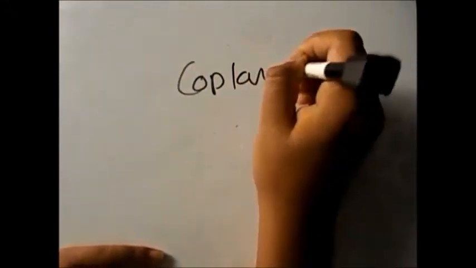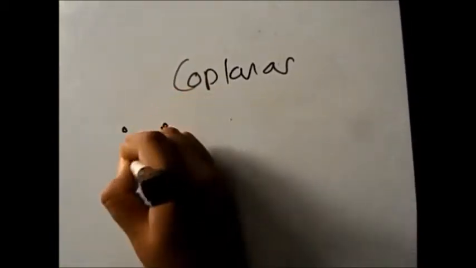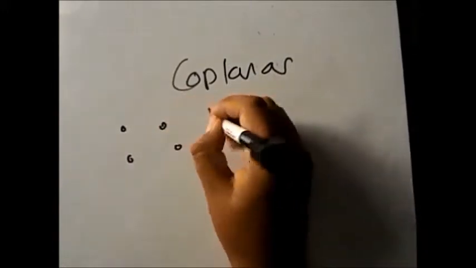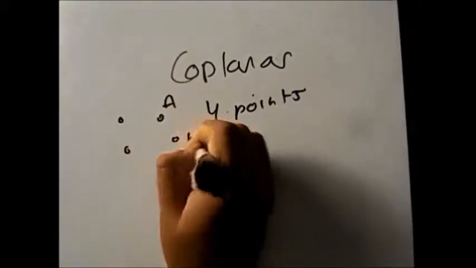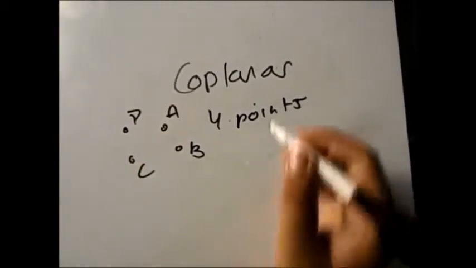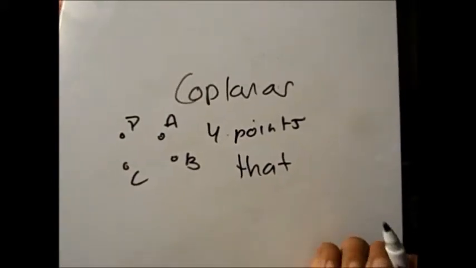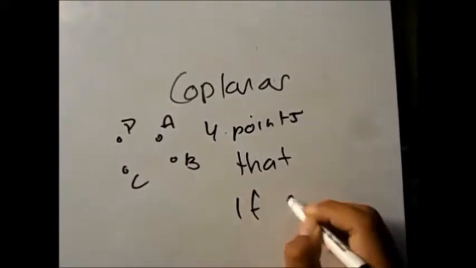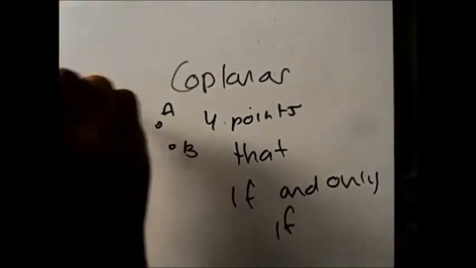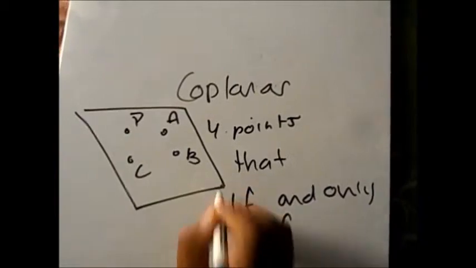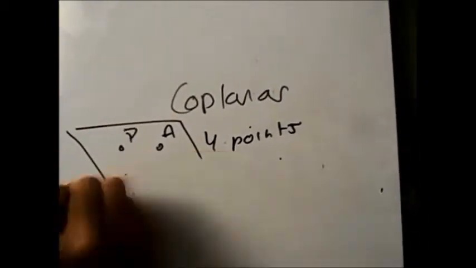Now, the next definition we're going to talk about is coplanar. Coplanar is when 4 points, let's name them alphabetically again, A, B, C, and D, all share one plane. They're only coplanar if and only if they share one plane. So that's coplanar points.